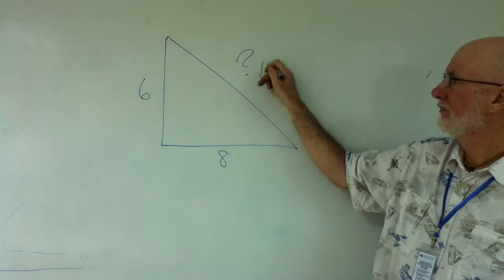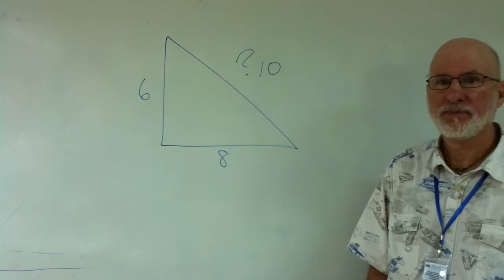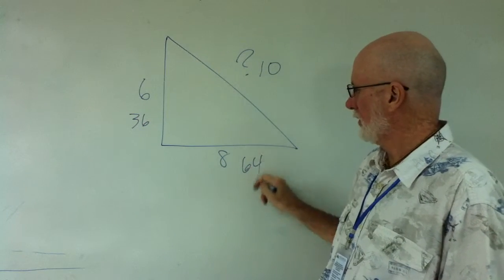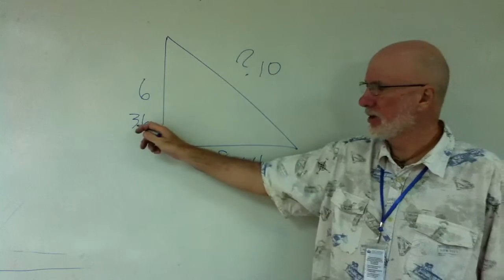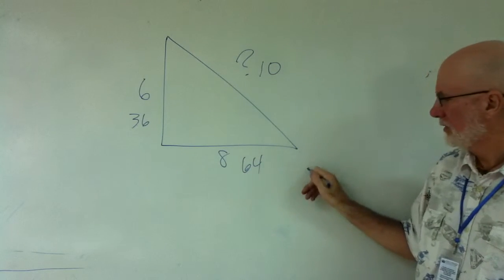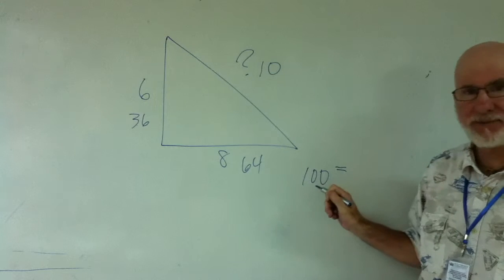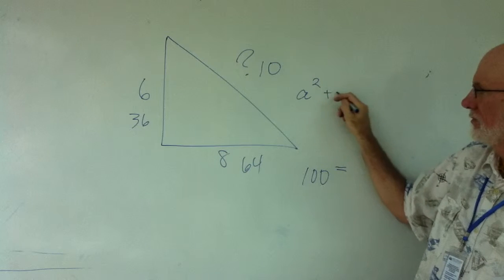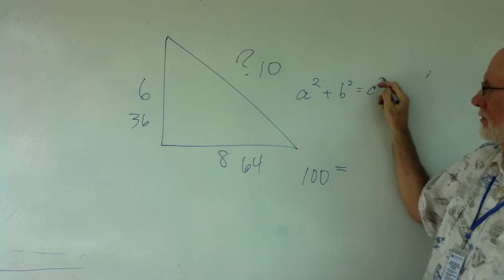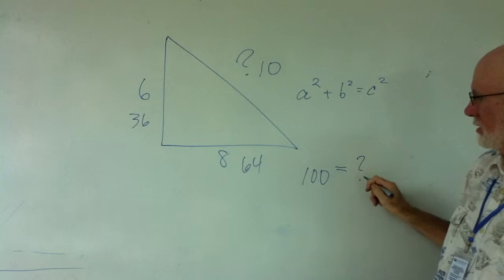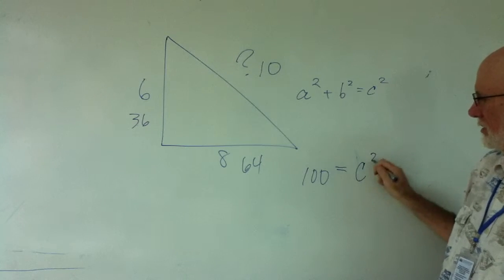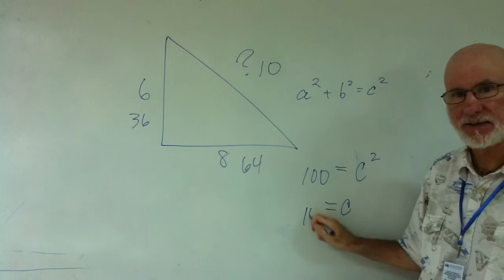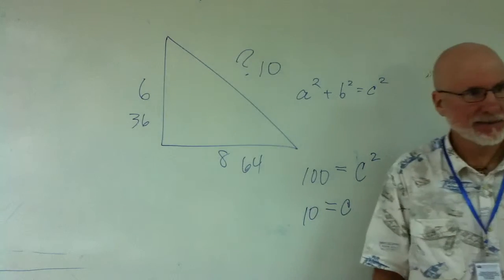6 squared is 36. 8 squared is 64. Add them together is 100. So that's 36 and 64 is 100. That's the sum of the squares, right? 36 plus 64, right? Remember the equation? Equals, the question equals C squared. Take the square root of both sides. -10 doesn't make any sense, does it? Just 10. See that?